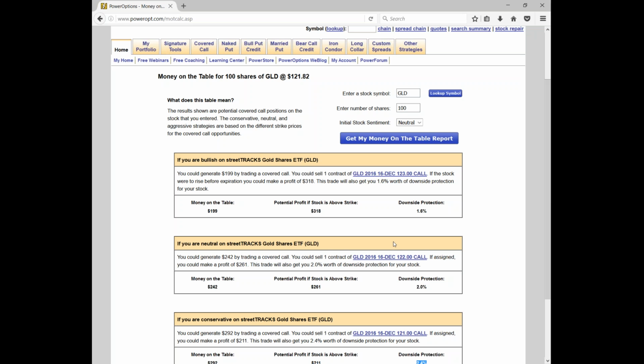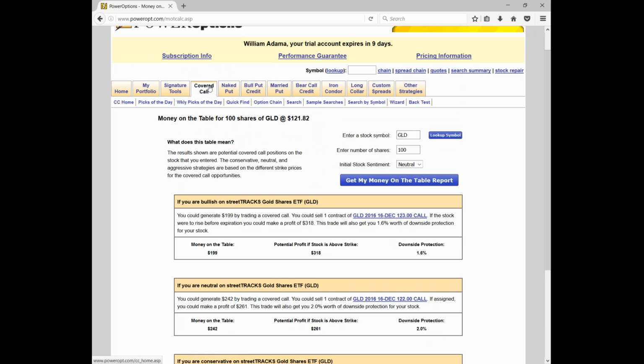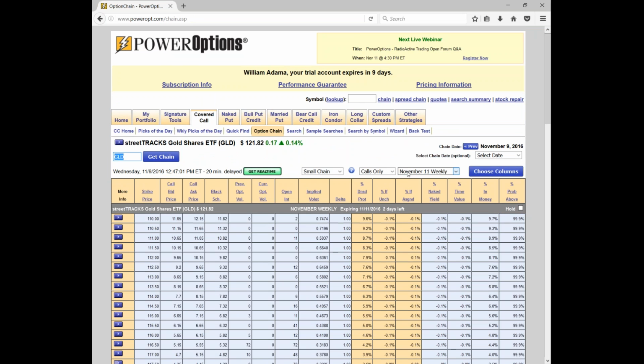It's designed to be a really simple tool to use, sort of for new covered call traders. What I like to use is the option chain. So under the covered call tab, I'm going to click on option chain, and I'm going to put in GLD. Okay, now I'm going to get all of the expirations that are available.